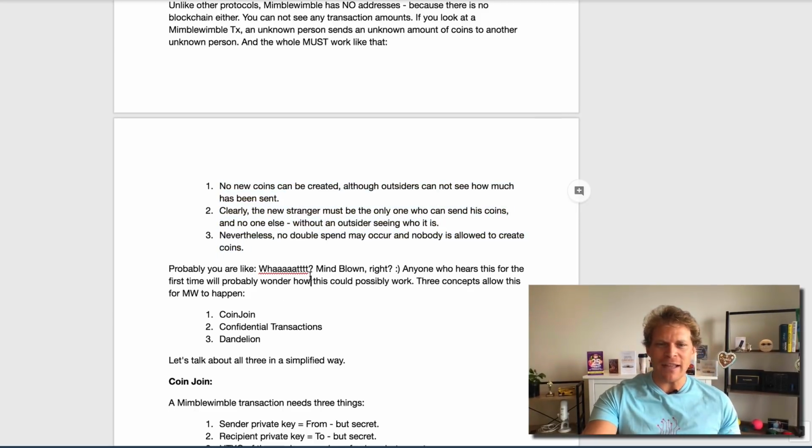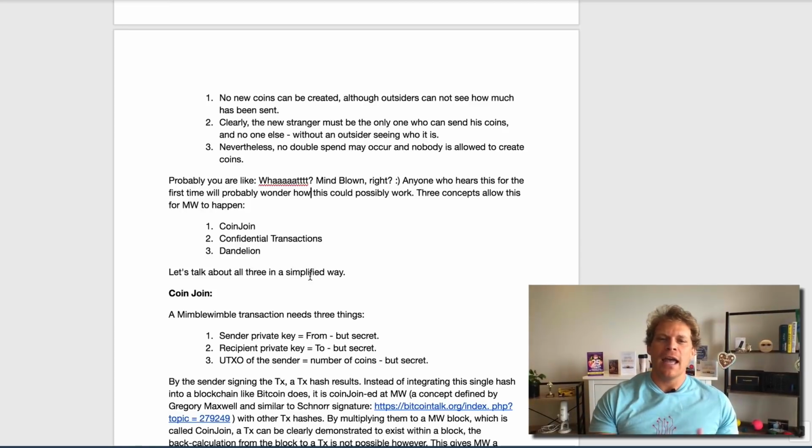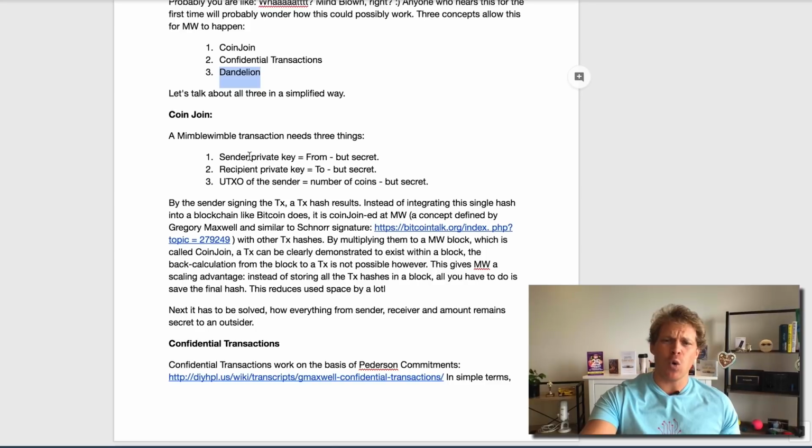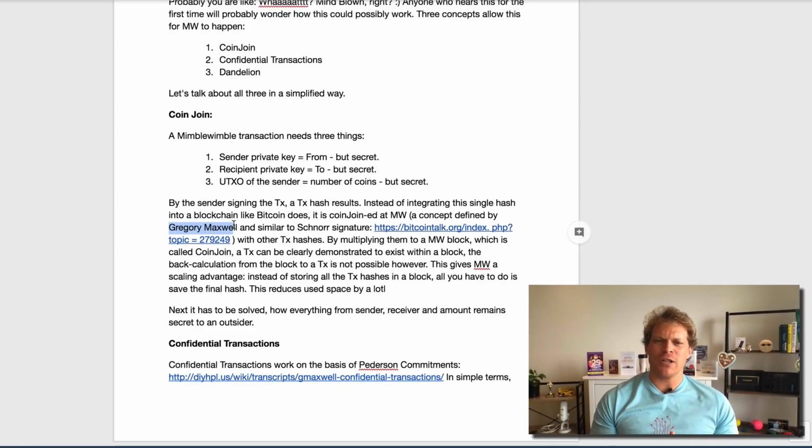In general, it's three things. It's Coinjoin, confidential transactions, and additionally, you don't necessarily need it from the crypto side, but most Mimblewimble implementations use it, something called Dandelion. So let's go through those three things in easy terms and work this out. Let's discuss the very first one, Coinjoin. Coinjoin was introduced by Gregory Maxwell. It's something similar to what's also used in Schnorr signatures. I'll link it up below, the entire description of it.